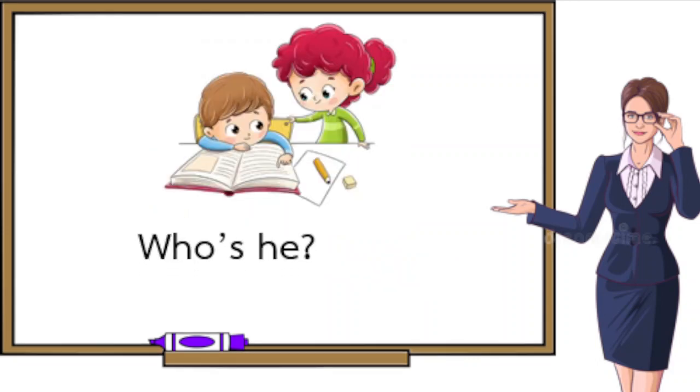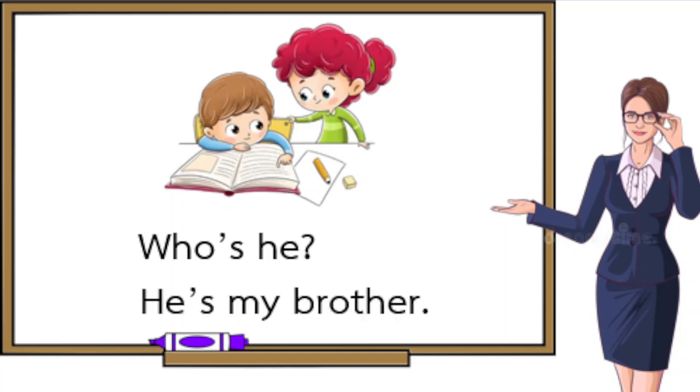Who is he? He is my brother. Or who's he? He's my brother. Okay, so one more time. Who's he? Okay, so this one, who's, is the same as the words who is. So which is the short word? He's or he is? He's.